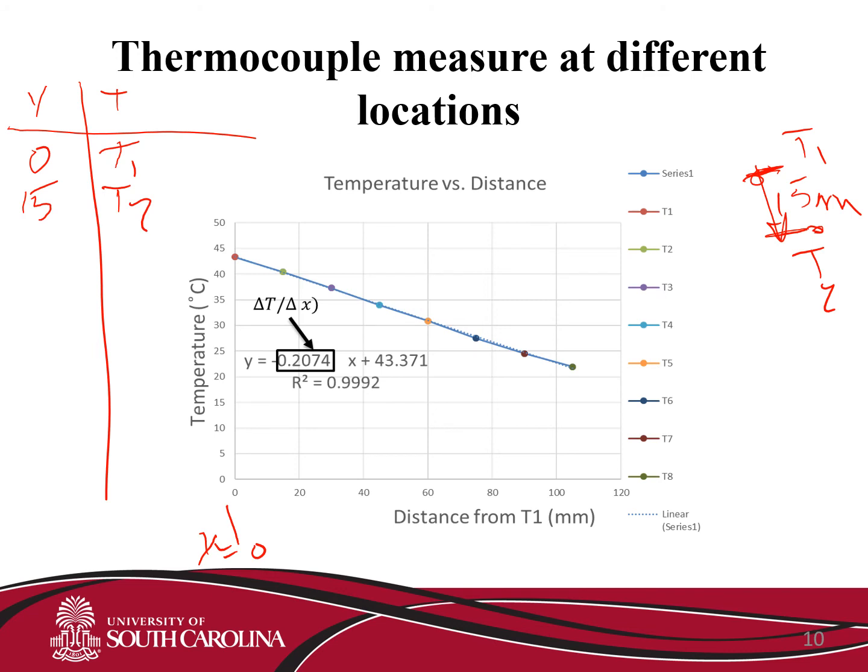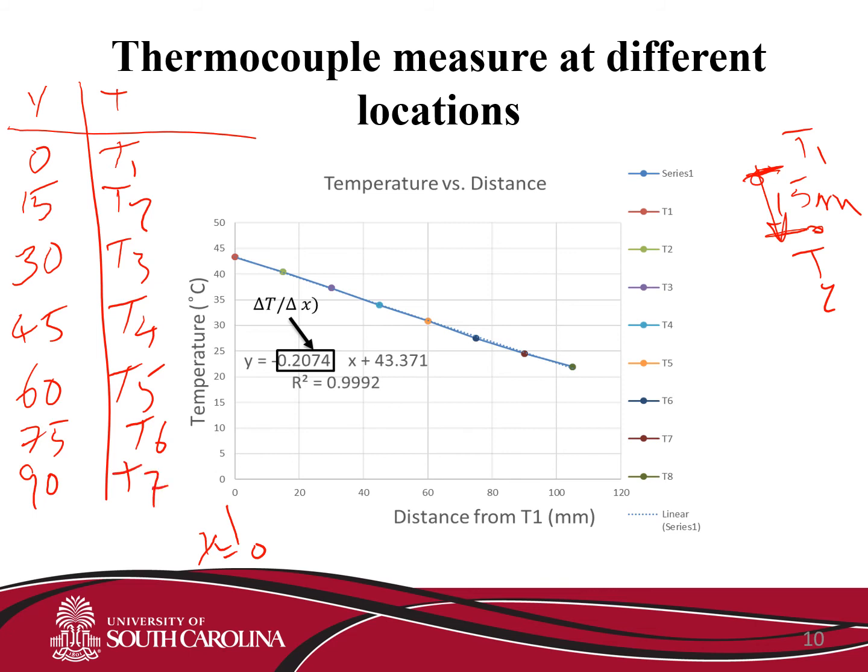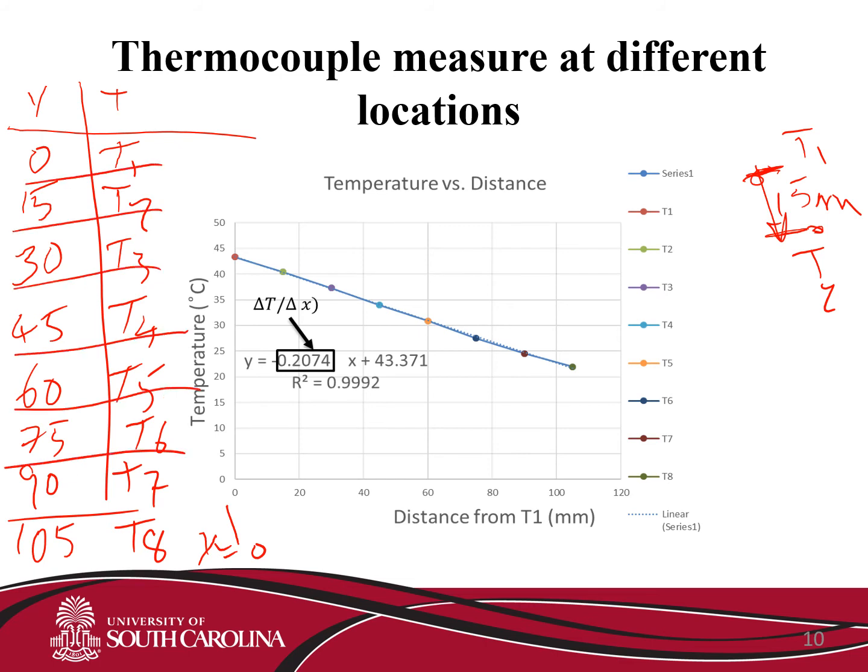And then at 3, because we add 15 millimeter, which is 30, which is T3, this is 45, T4, this is 60, T5, 75, T6, right? 90, which is T7, and then 105, T8, right? These are the temperatures.